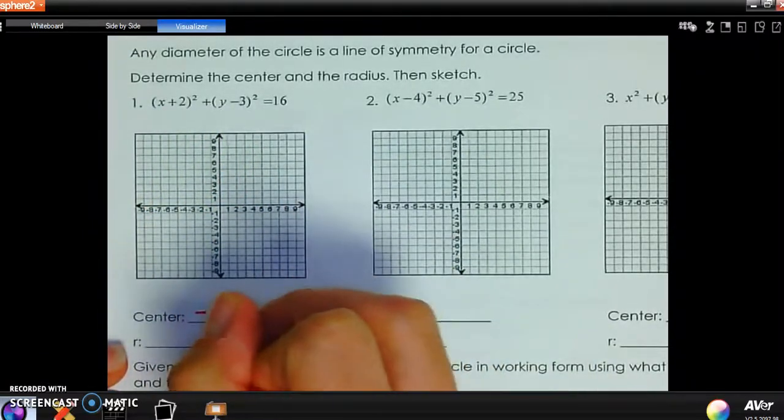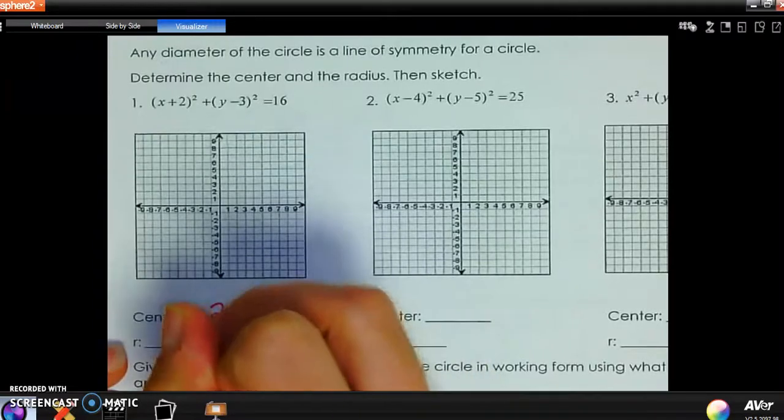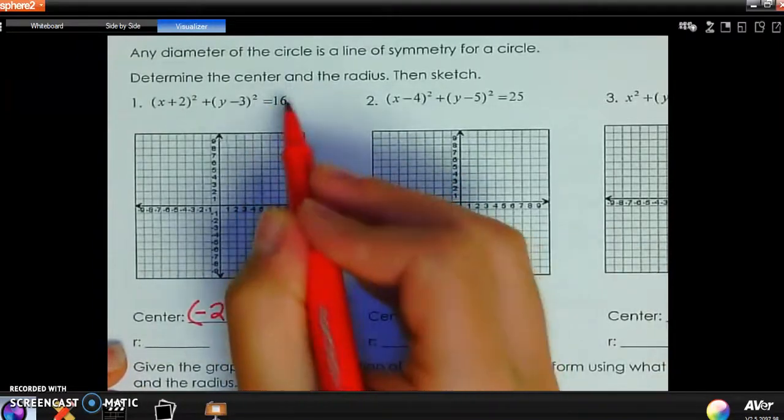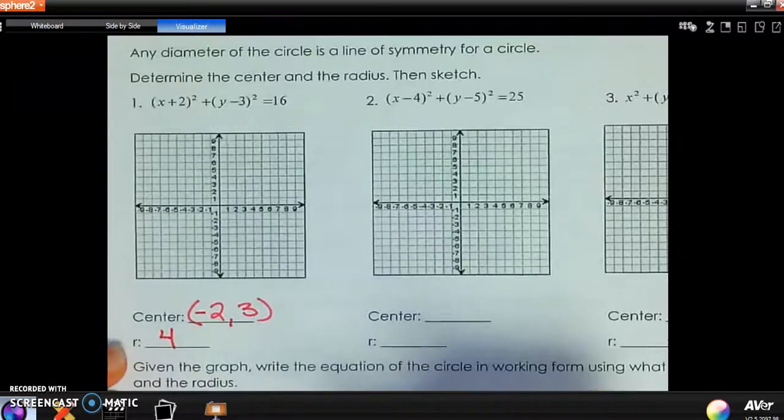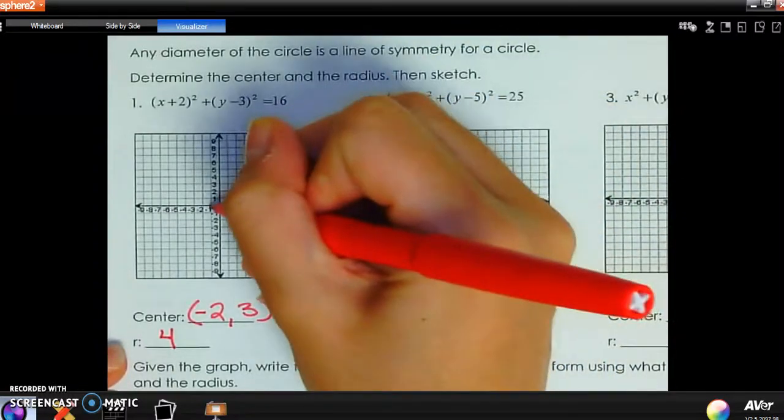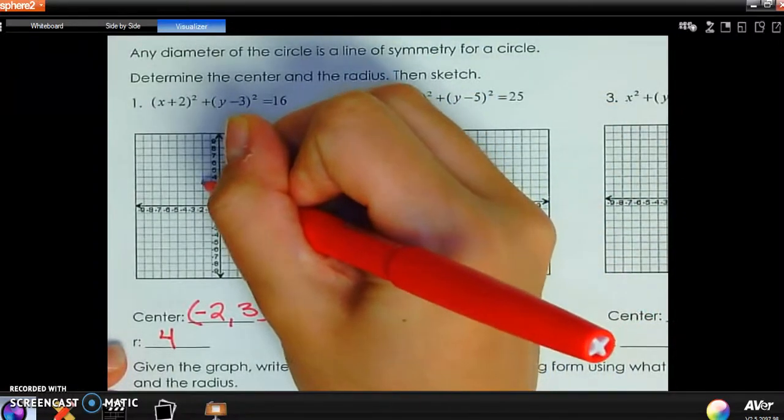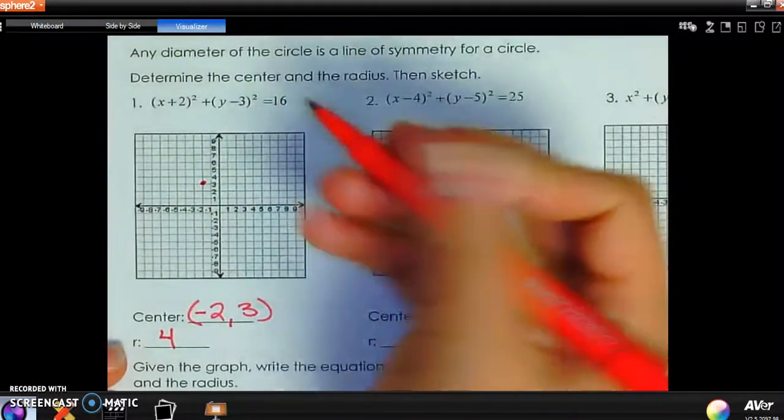So my center is going to be at (-2, 3). And then I take the square root of that number to get the radius. So my radius is 4. If I was graphing this, I'd go -2, +3. There's my center. And then the radius is 4.